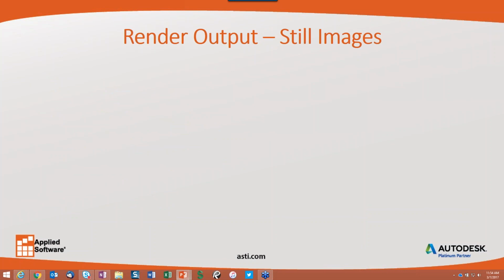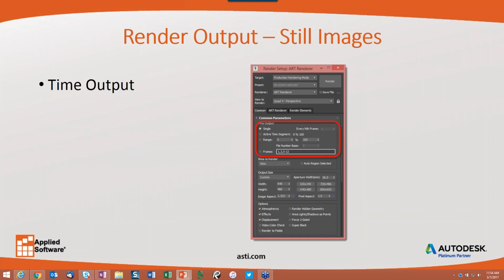Finally, when it's time to create your final rendering, you need to make sure you have configured your render output properly. First, time output should be set to single in the render setup dialog box for a still image rendering. The other options are for animation sequences, which will contain multiple rendered images.